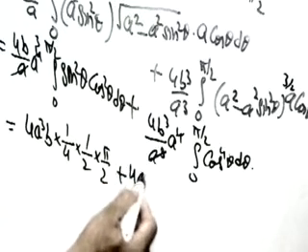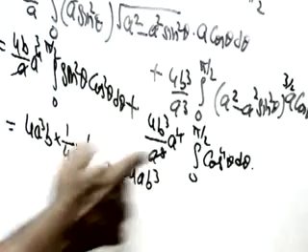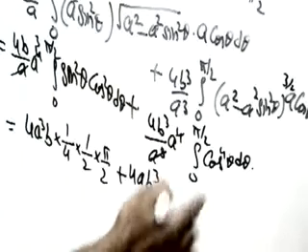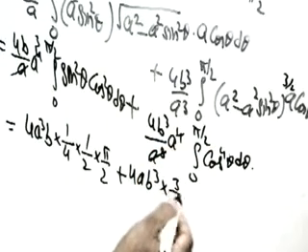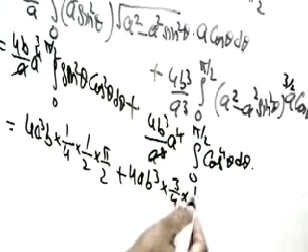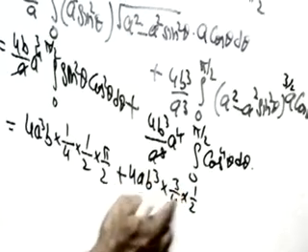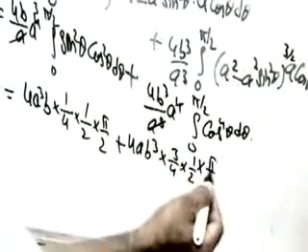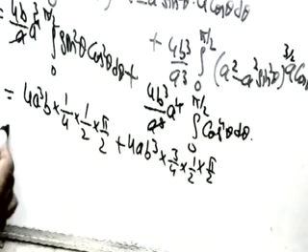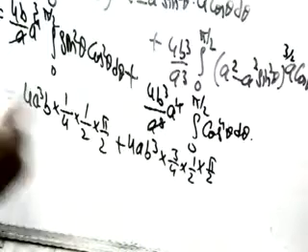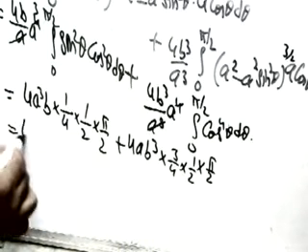This a cube will cancel. What is left here? Plus 4ab cube. Now here also, if you solve this one, you reduce this by 1. This will be 3 by 4. Again reduce by 2, 1 by 2. 3 minus 2, 1. 4 minus 2, into pi by 2. So let me take common from both.